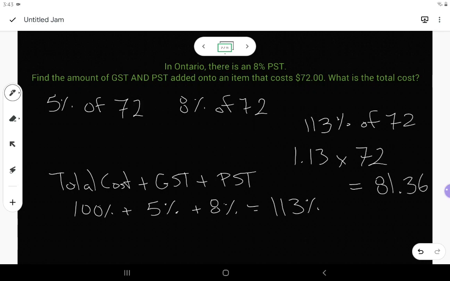If I multiply those together, I get $81.36. Now, if you found the GST separately, it would be $3.60. If you found the PST separately, it's $5.76. Add that together, you get $9.36. When you add that to 72, it gives you $81.36. So we can find everything separately, and all we are doing when we find them separately is just finding a percent of a number. However, we are allowed to add some things together and combine some of our percentages. So that's how we would find GST or PST, and if you're in a neighboring province, how you are looking at finding HST, that Harmonized Sales Tax.